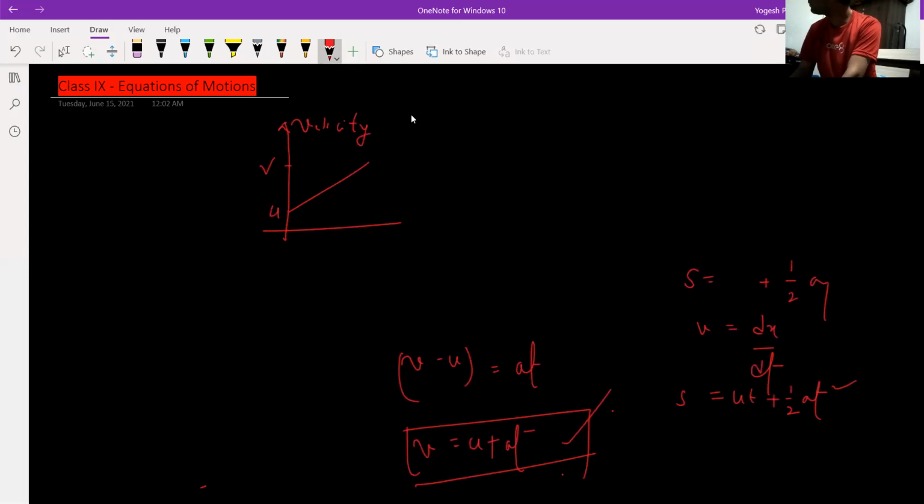This is the velocity time graph. Okay, now what you have to calculate, you have to calculate the formula for slope.